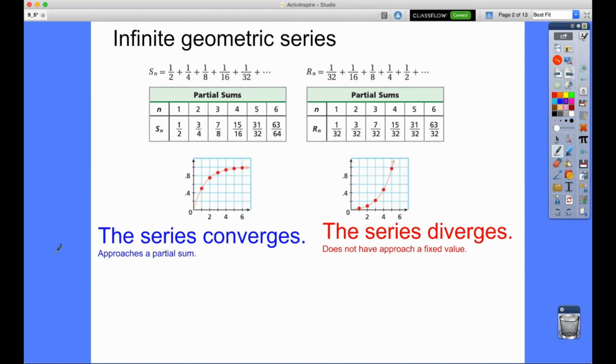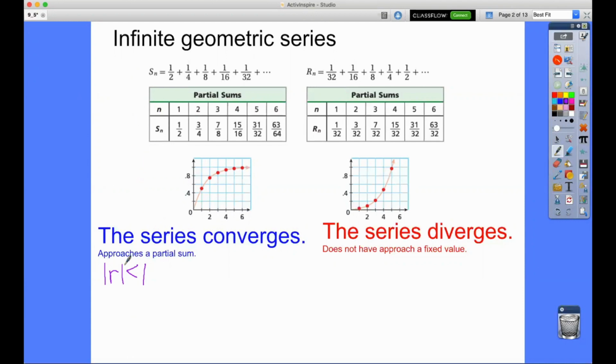In order to say that a series converges, we need to find the absolute value of the ratio. In this case, we need to check if the absolute value of the ratio is less than 1. Let's take a look at this example on the left-hand side. I have the series given on top with a table that shows a partial sum and a visual.